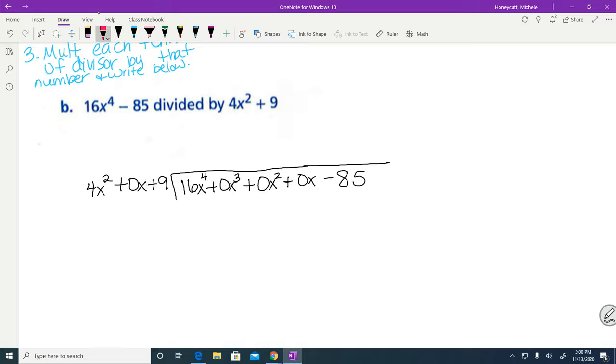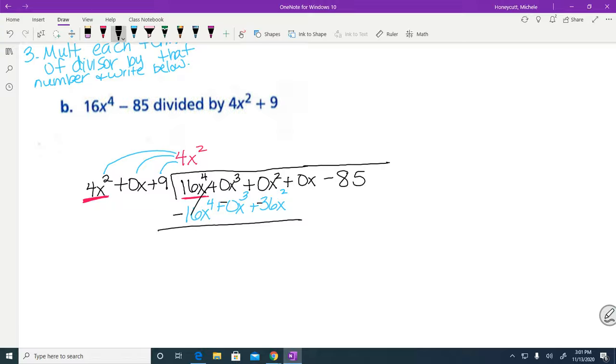All right, so now I'm going to look at my first term. What do I need to multiply 4x squared by in order to get 16x to the fourth? Well, if I multiply 4x squared by 4x squared, I'll get it. So let's distribute. 4x squared times 4x squared is 16x to the fourth. 4x squared times 0 is plus 0x cubed. And 4x squared times 9 is plus 36x squared. So see, putting the zeros there let me keep the x cubes and the x squareds stacked on top of each other. Now I'm going to subtract, so change all the signs.